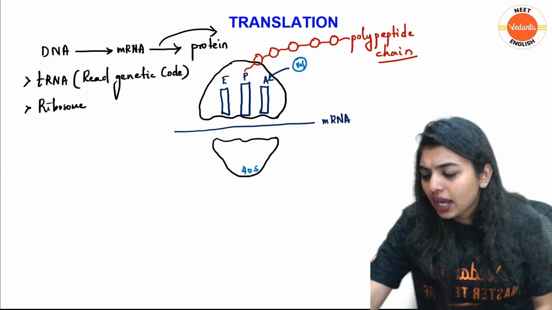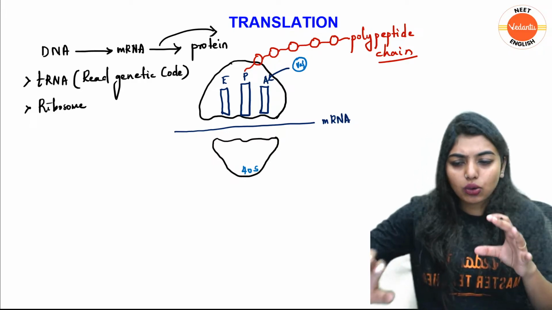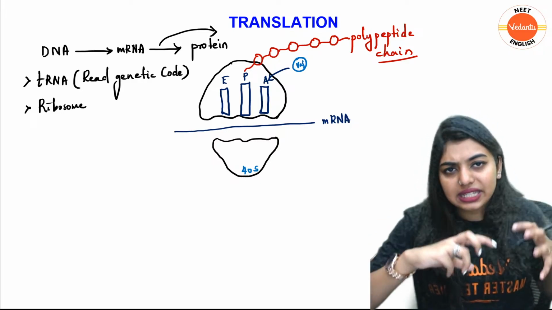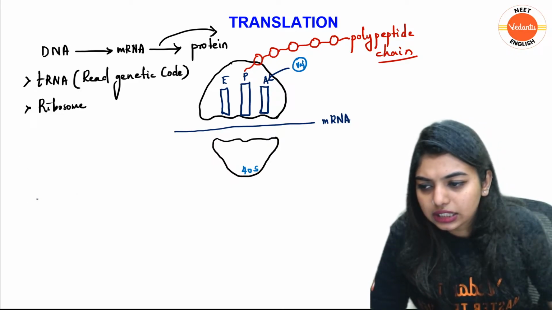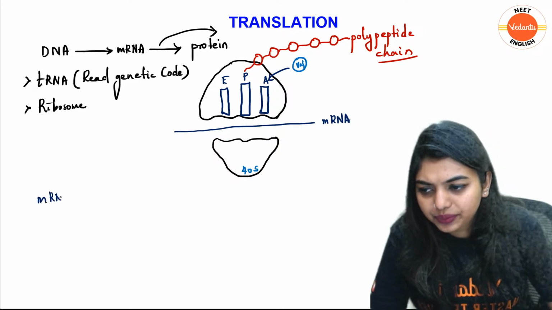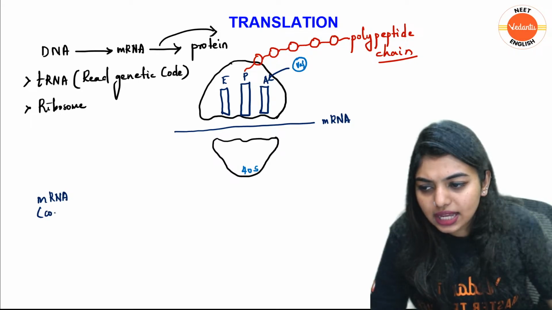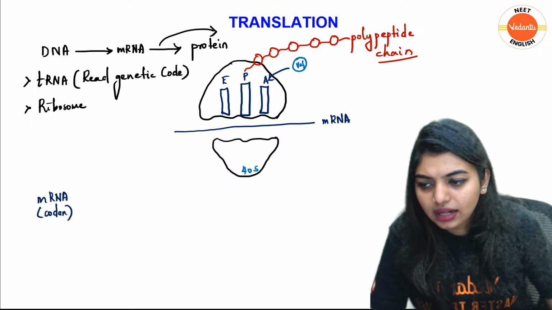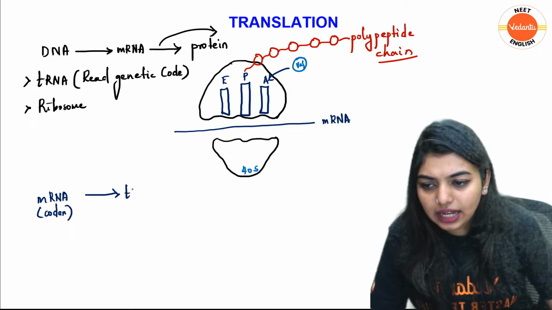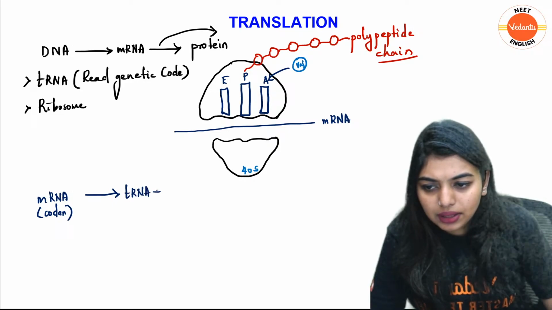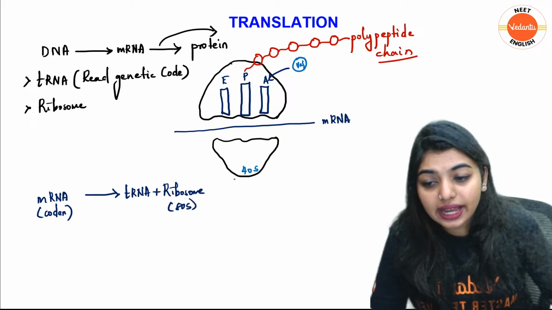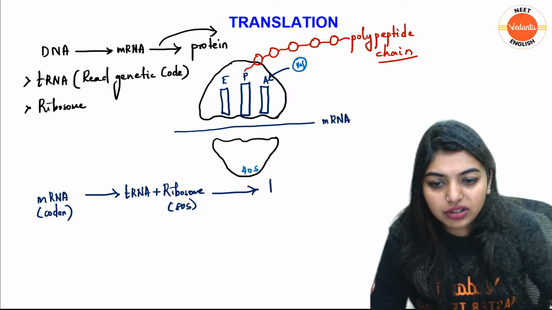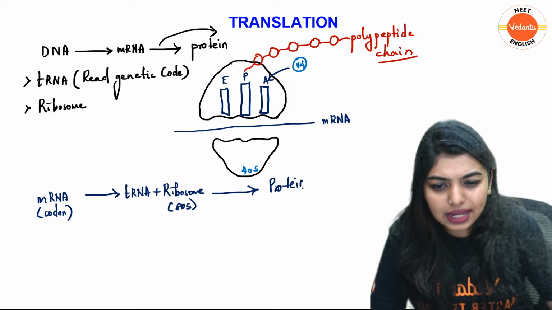Is this clear? So your mRNA codon will be read with the help of tRNA plus ribosomes to form the protein. That is the ultimate. So mRNA is there, and on this mRNA, codons are there, and these will be read with the help of tRNA plus ribosome. And in eukaryotes, it is the 80S ribosome, not depending on the size. Finally, it will be read and form the protein. It is as simple as that.